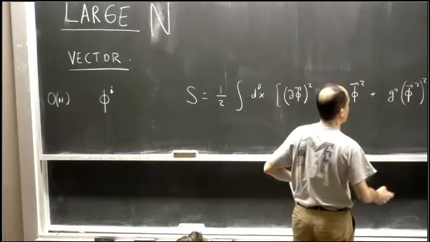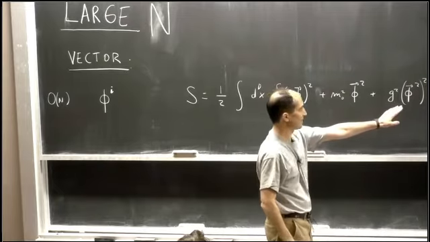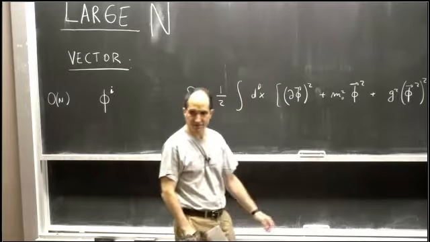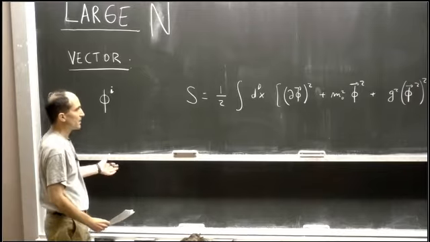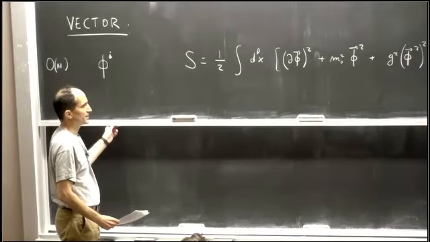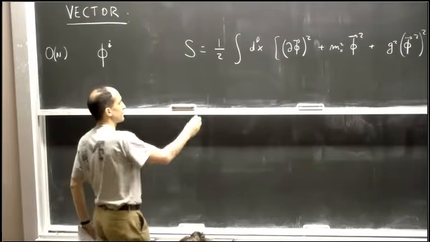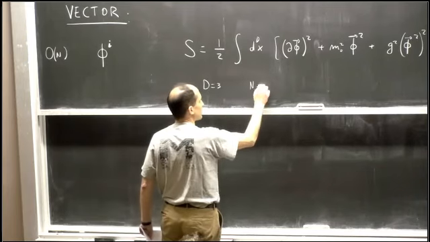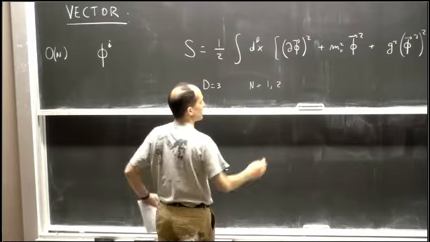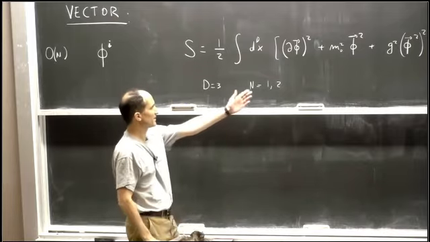It's a phi to the 4 theory with an O(N) global symmetry. Okay, so that's the context. Now, one motivation to study this theory is that the particular cases of d equal to 3 and N equal to 1 and N equal to 2 are important for describing some aspects of nature.